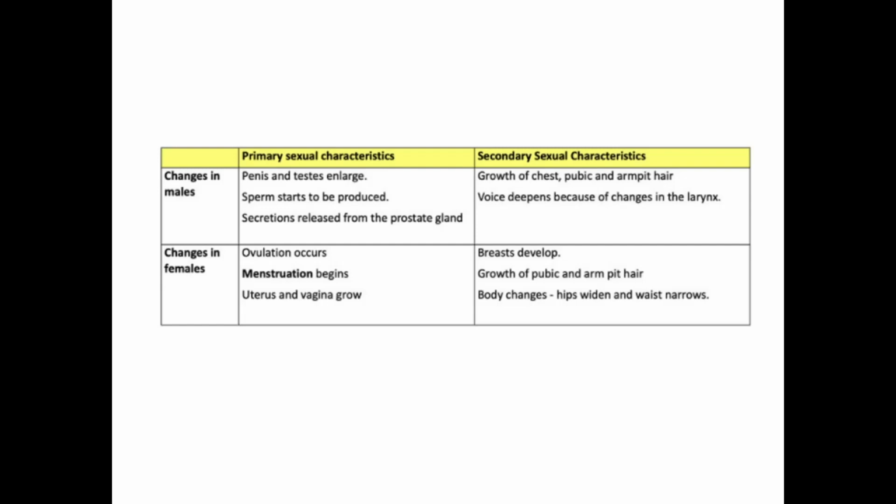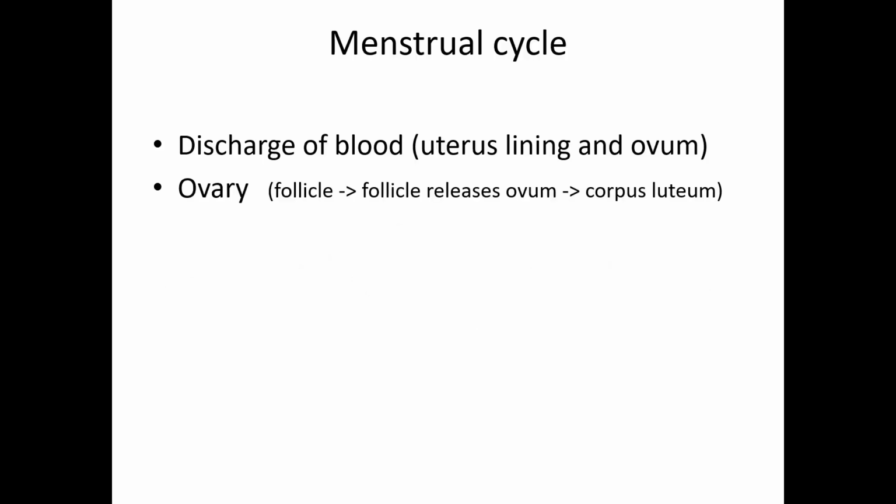And changes in females will be ovulation occurs, menstruation starts, the uterus and the vagina grow bigger. Then secondary sexual characteristics will be the breasts developing, growth of pubic and armpit hair, and body changes: the hips widen and the waist narrows. Okay, of course. And the menstrual cycle, one of the most important things that you have to know. So discharge of blood, uterus lining and ovum; the ovary follicle releases the ovum, and the corpus luteum.